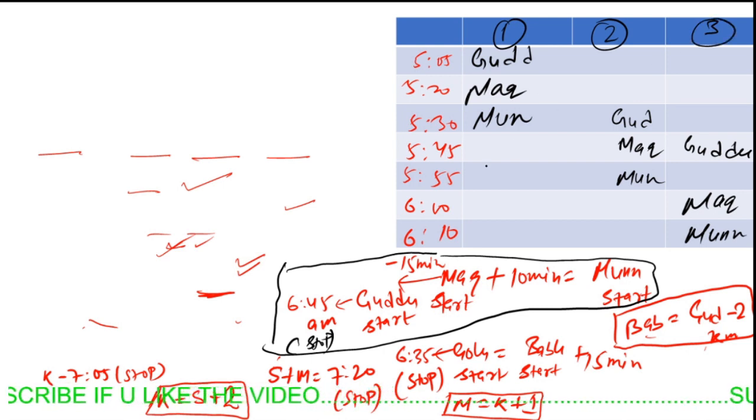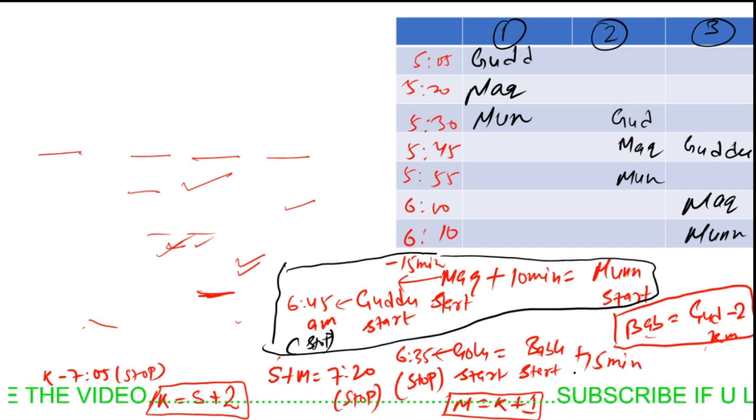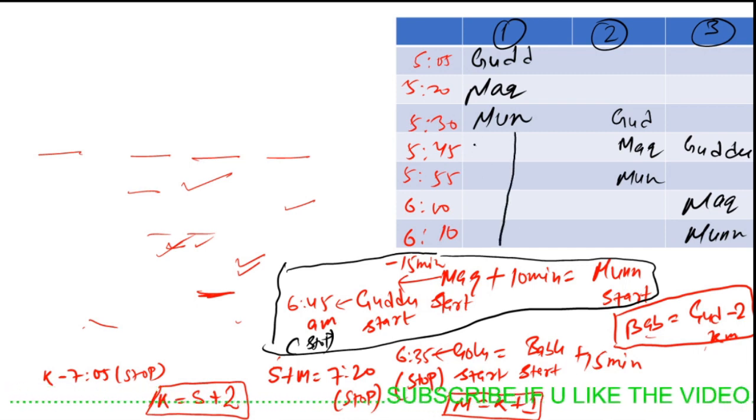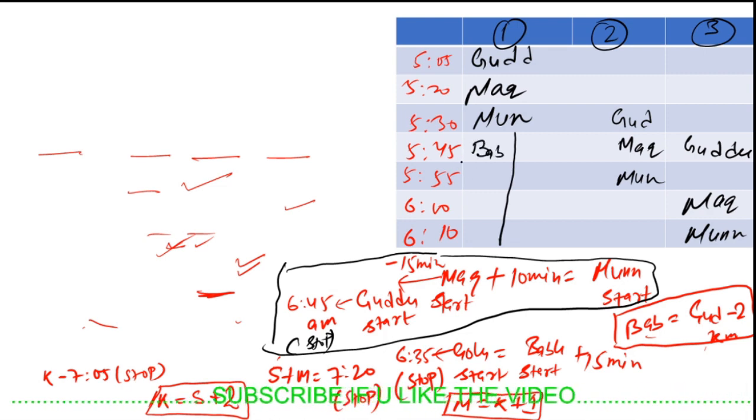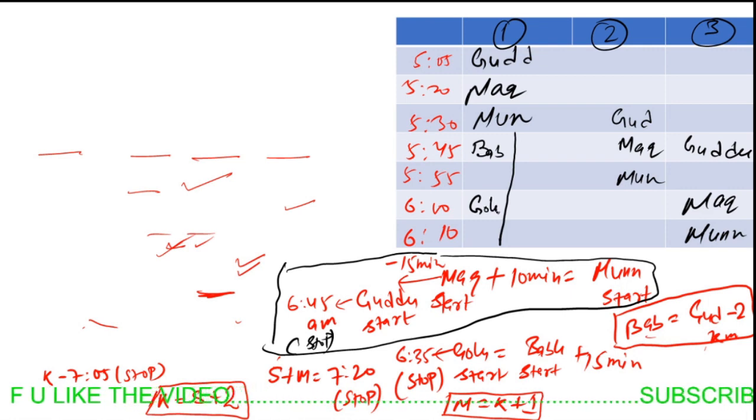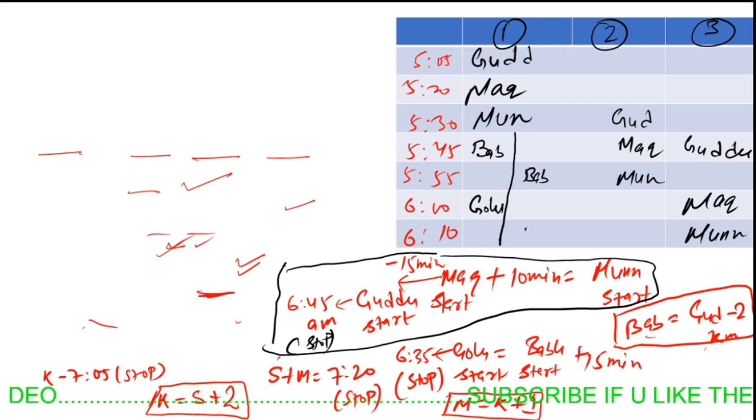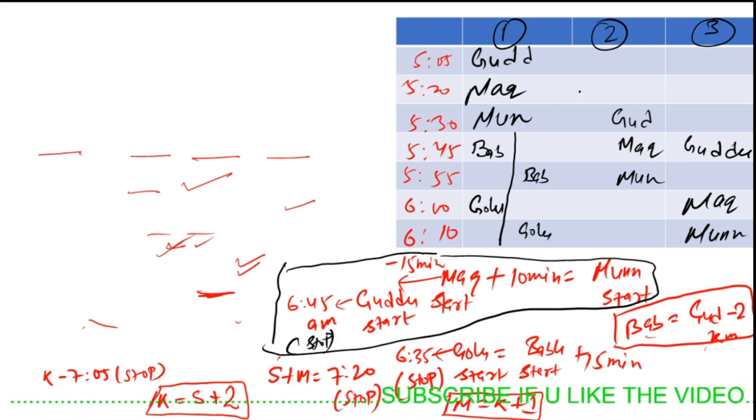In these three cases, now we have to put in that Golu starts 15 minutes after Bablu. So in this case we will be getting two cases. If Bablu starts at 5:45, then after 15 minutes, Golu will be starting here. Okay, if Bablu starts at 5:55, Golu would be starting here. So we will be getting two cases.